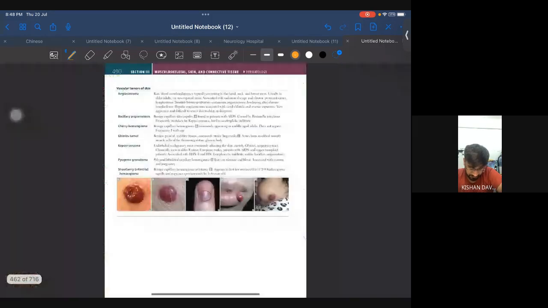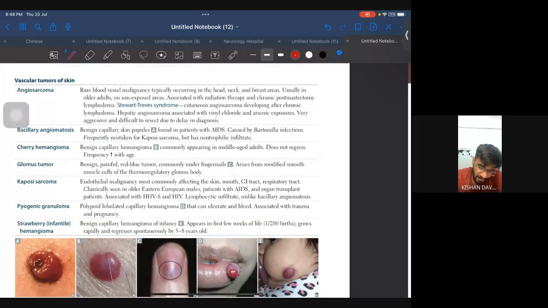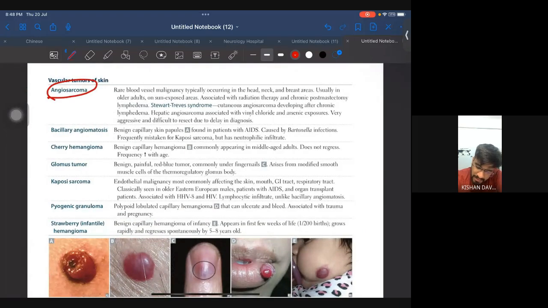All right, moving ahead. We have vascular tumors of the skin. Okay, let's just see them one by one. Angiosarcoma, it is rare and it is due to radiation therapy and chronic post-mastectomy lymphedema.